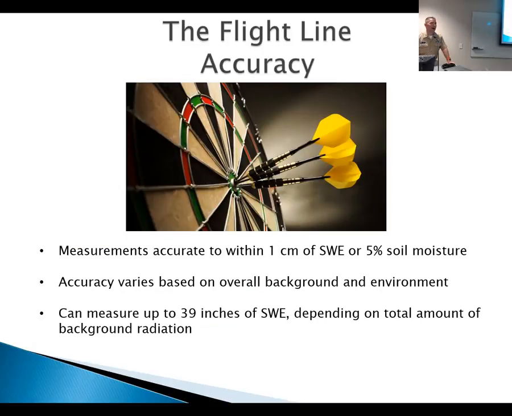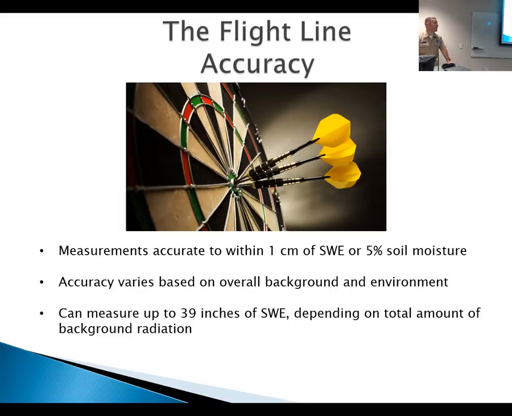Accuracy, so how good are we at this? Well, according to some actual field studies that they did in the early days of the program, in the area that I'm going to talk about, they were accurate within about 1 centimeter of snow water equivalent. So a lot better than you would get from just a couple ground observations. You would need thousands of ground observations along many, many tracks to get this kind of data. So it's accurate and it's efficient, at 5% soil moisture.